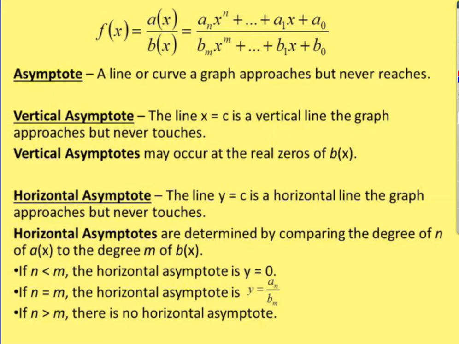Now we're going to look at asymptotes. An asymptote is a line or a curve a graph approaches, but it's never actually going to reach it and it will never touch it. We have three different types of asymptotes to look at today.